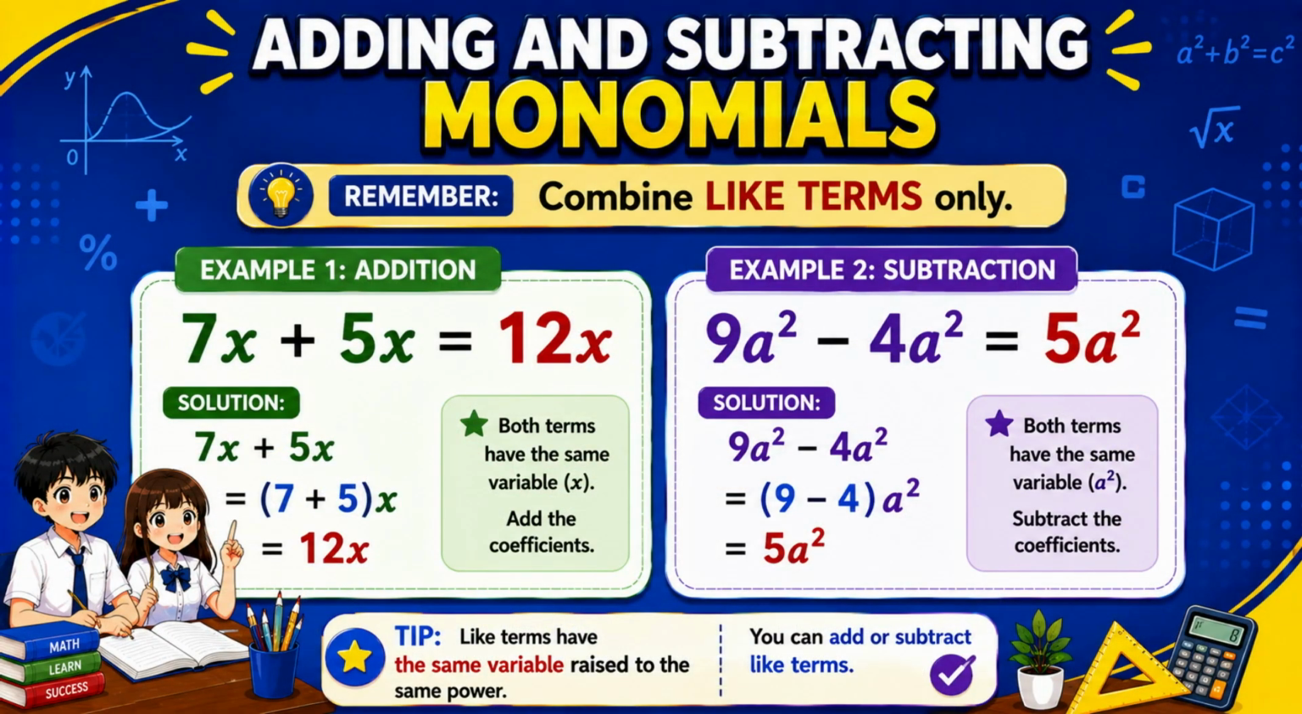When adding or subtracting monomials, we can combine only like terms. Like terms have the same variable and the same exponent. We operate on the coefficients while keeping the common variable part unchanged.